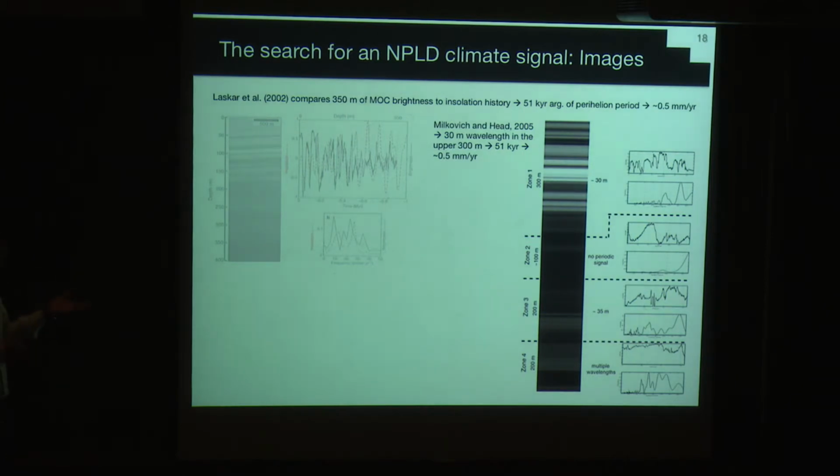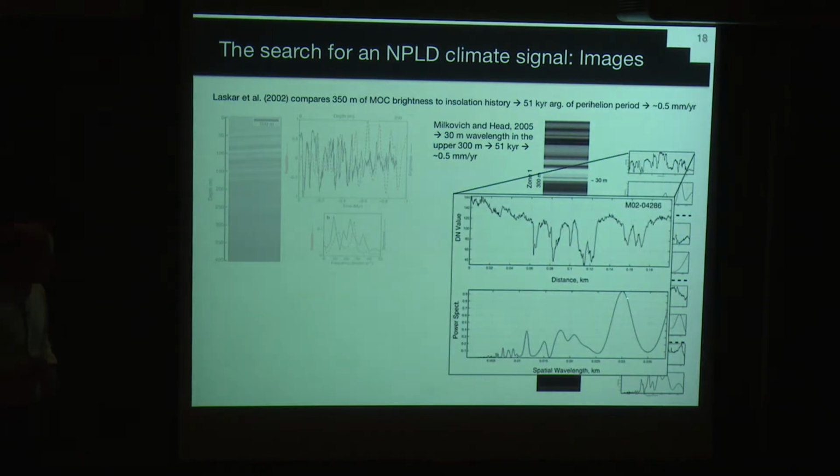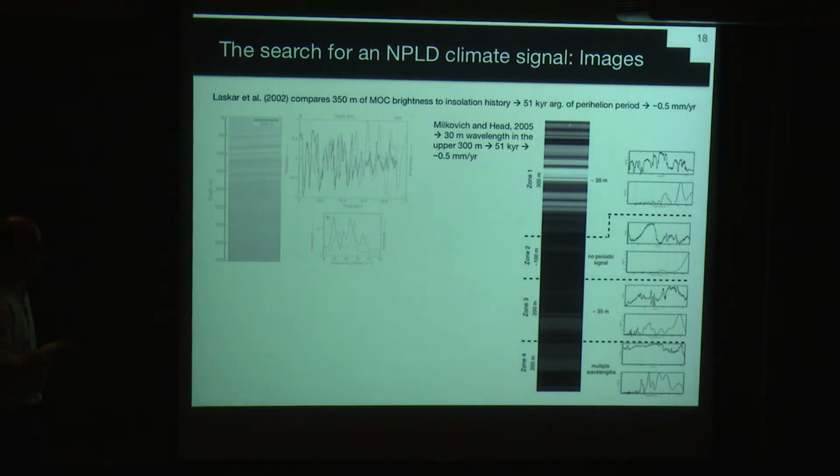Next, Milkovich and Head in 2005 found a 30-meter wavelength in the upper 300 meters, which you can see there. So here's 30 meters right there. This is the brightness profile, again, of MOC images. They did a very in-depth study, looked at a lot of MOC images, and found this 30-meter wavelength to be common in a bunch of these images. This is basically a composite of a bunch of their MOC images. And so they confirmed this observation that the top 300 meters was driven by this periodicity and had an accumulation rate of about 0.5 millimeters per year.